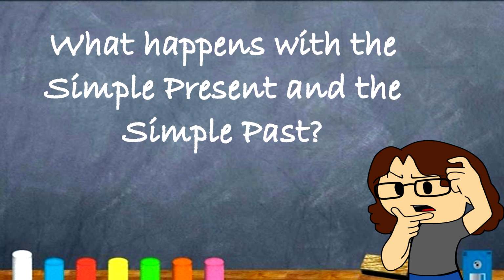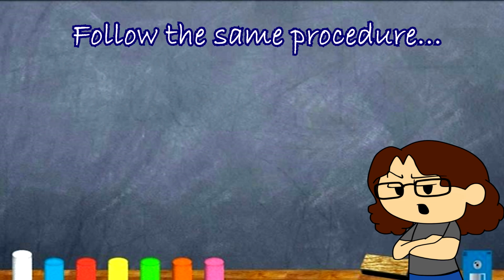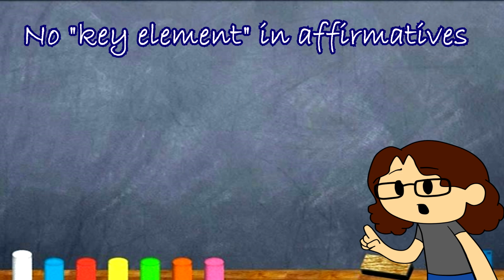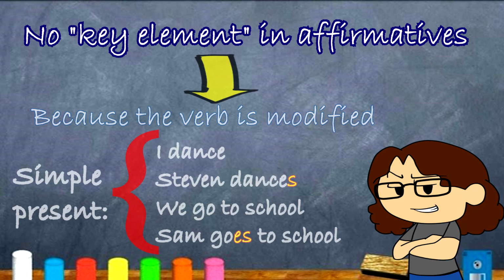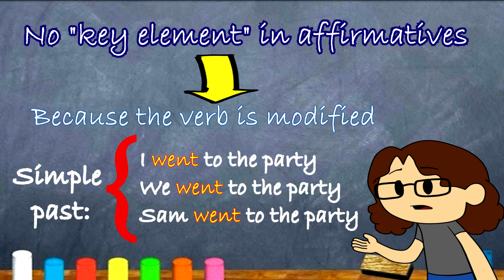What happens with the simple present and the simple past? Well, they follow the rule, but in affirmative sentences, their key element is not present. Why? Because you modify the verb, adding s or es in the simple present when you refer to the third person singular, or changing it into its simple past form in the simple past.